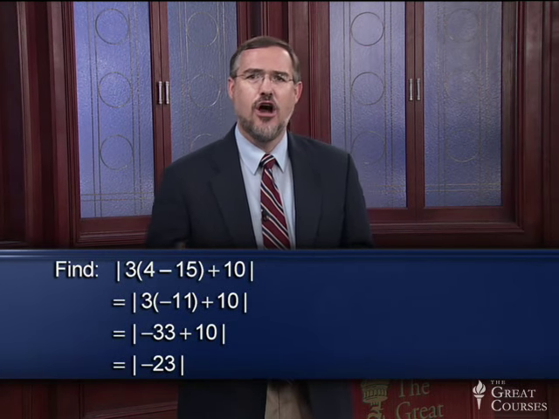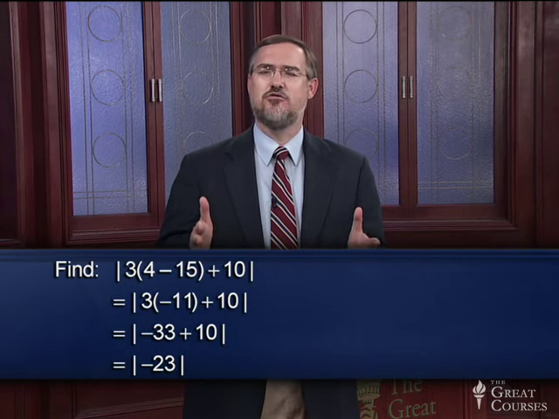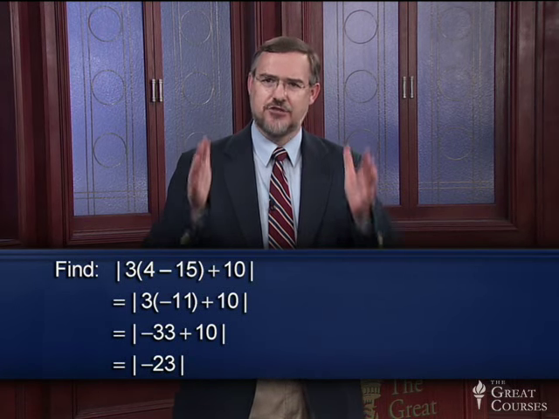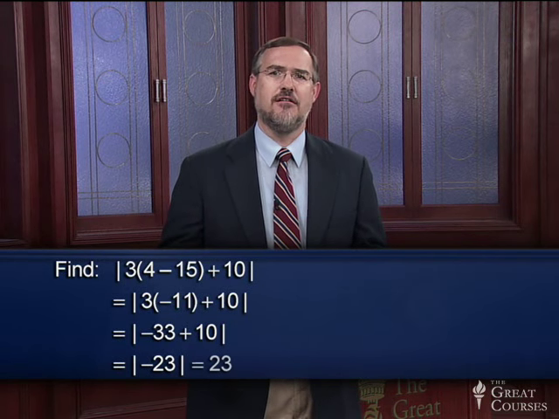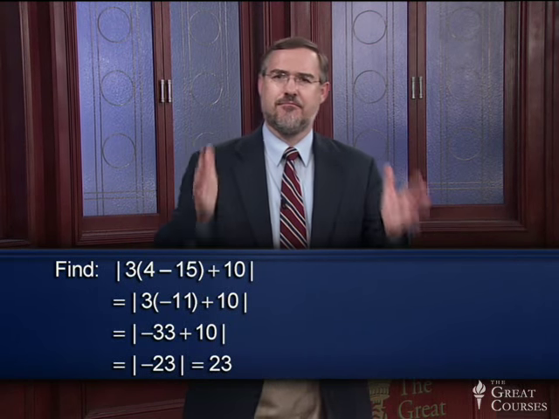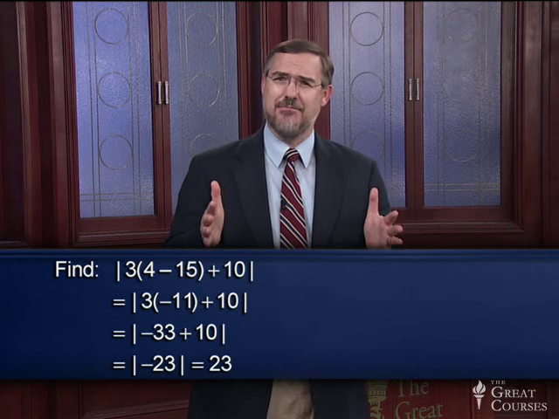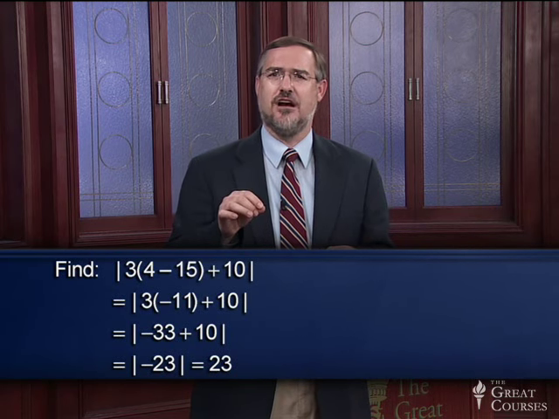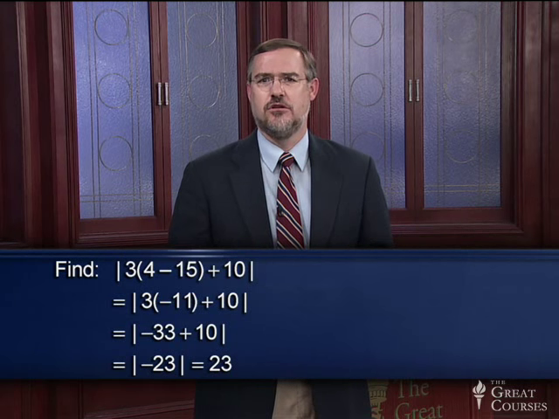So now I know that I just want how far negative 23 is from the origin. That's what absolute value of negative 23 means. And the answer there is 23. So I know that the original number that I wanted, which was pretty complicated, absolute value of 3 times 4 minus 15 plus 10, is exactly equal to 23. Okay, let's move to another example of this type.